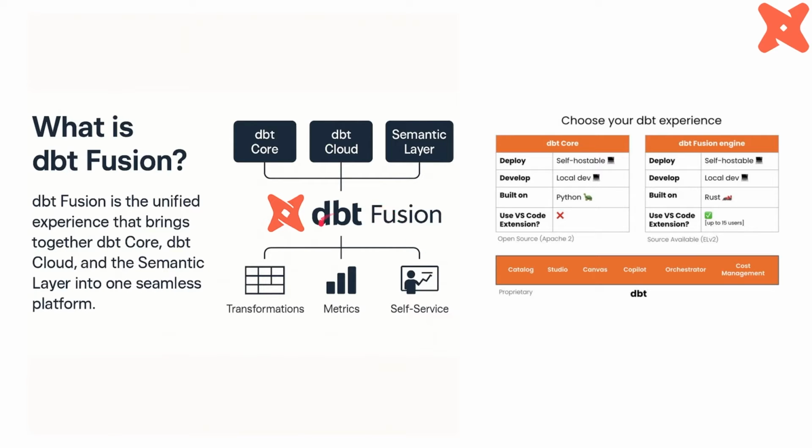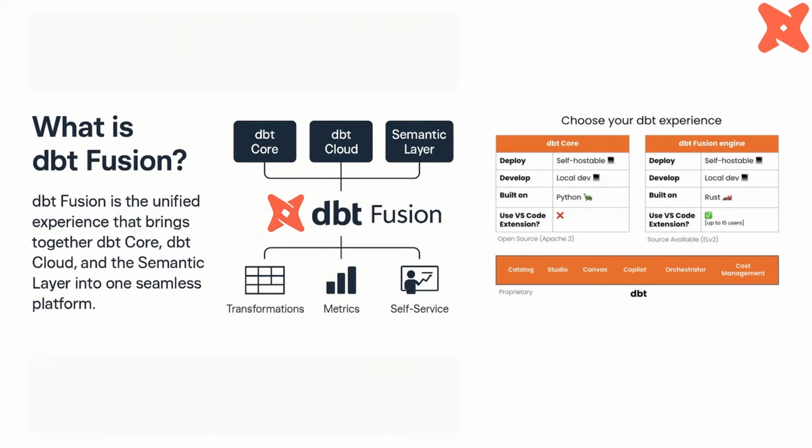With dbt Fusion, you define your models using SQL and Jinja. Then you test them, then you document, and then you use the same definitions to power consistent metrics across BI tools. So you get robust lineage, governance, and a clear path from raw data to final dashboards, all while empowering data consumers to explore and ask their own questions. So this is what truly sets Fusion apart. It's not just a tool, it's a whole environment for collaborative data development.